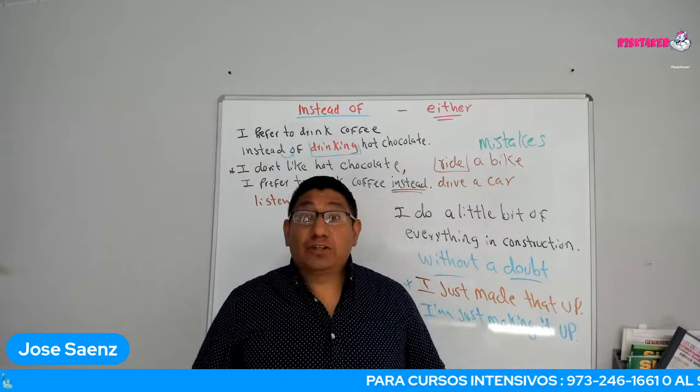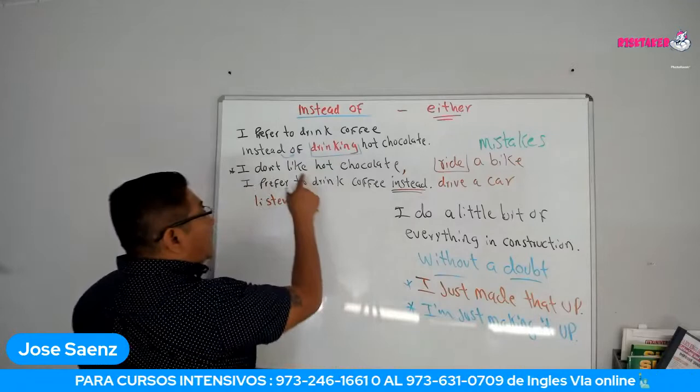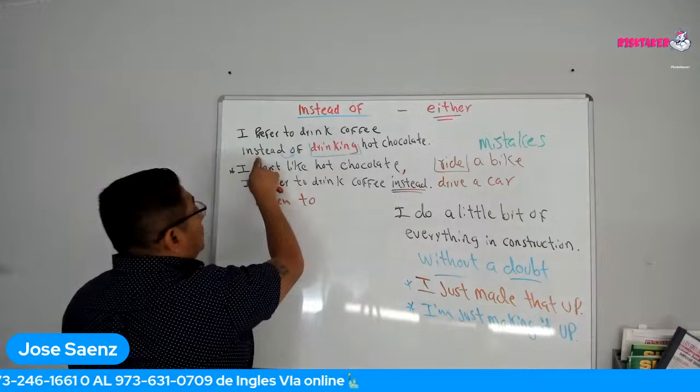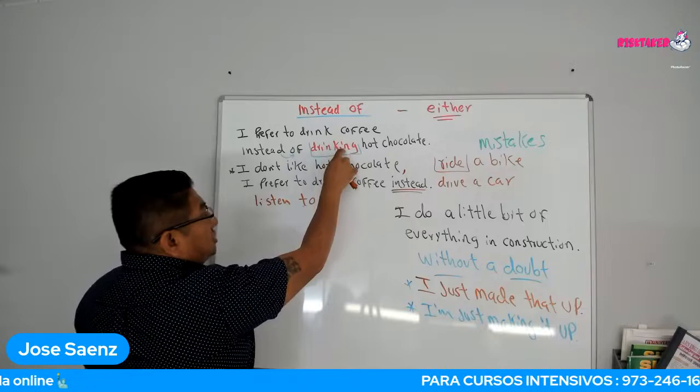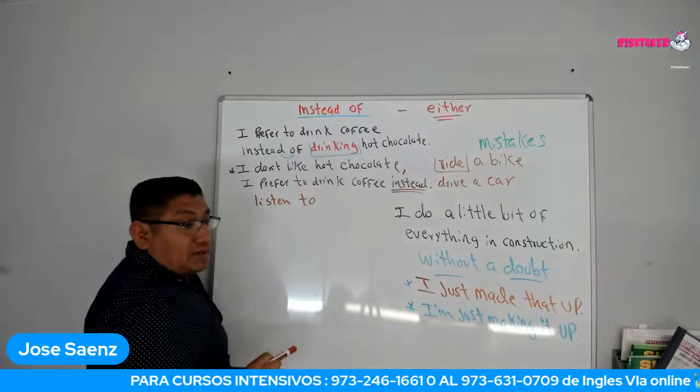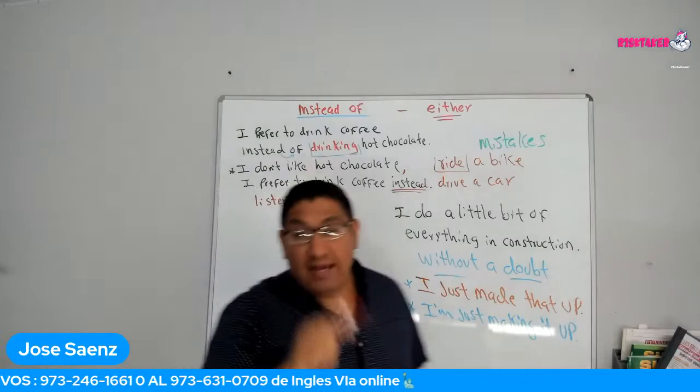Second, remember what I said. Well, obviously you were not here yet, but this is what I said. When we use instead of, we're going to use the verb with ing, gerund. It's a verb in the gerund form. So you can tell me your sentence again and apply what I just told you here.